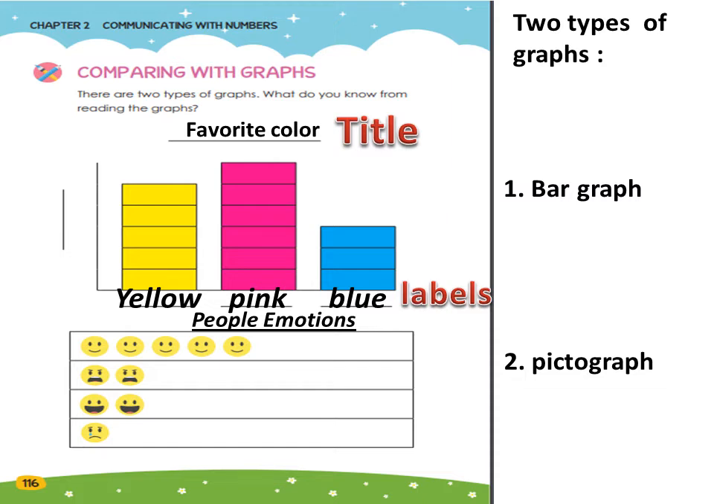How many feel good? 5. How many feel angry? 2. How many feel happy? 2. How many feel sad? 1. Now you know the types of graphs and you know how to read them, and they help us to answer any survey question. Turn the page.